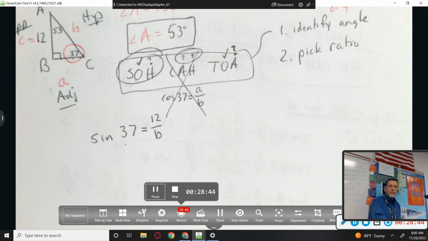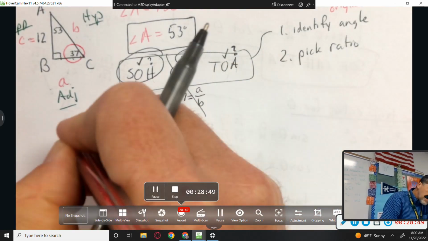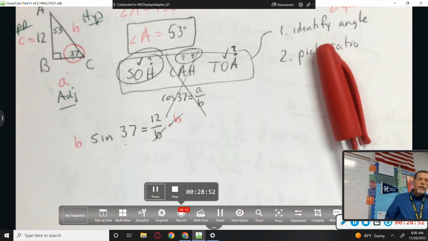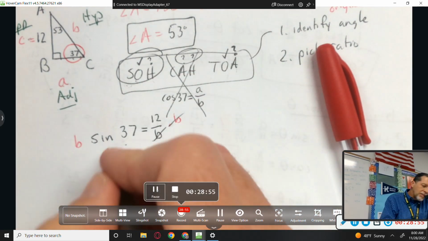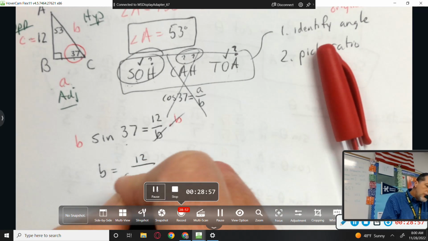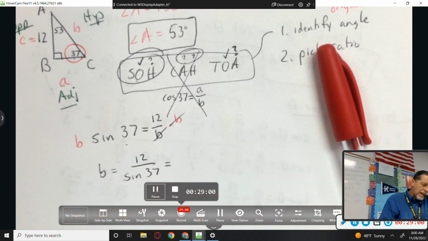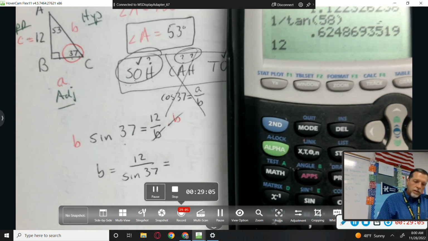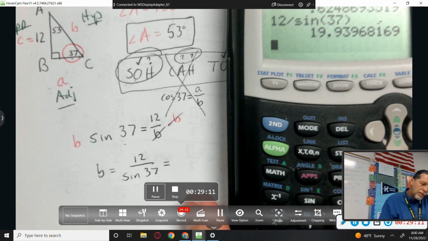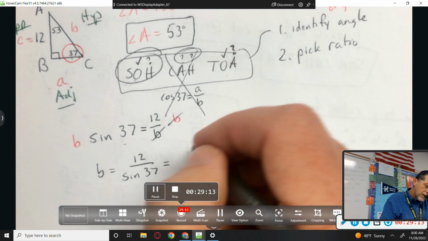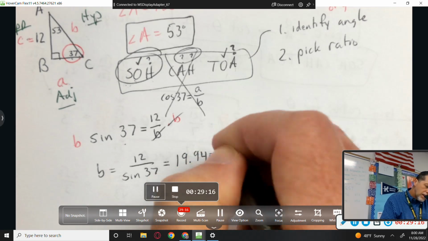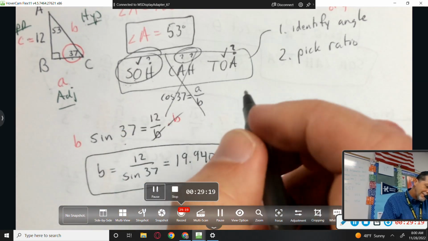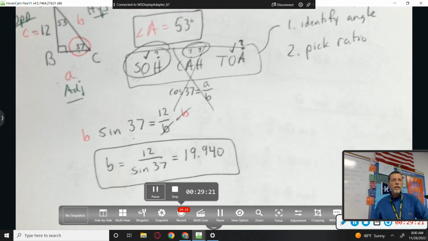Now I've got some algebra to work with here. Let's multiply both sides by B. And then let's divide by sine of 37. And that will tell me what B is. 12 divided by sine 37 is 19.94. So now I know B.